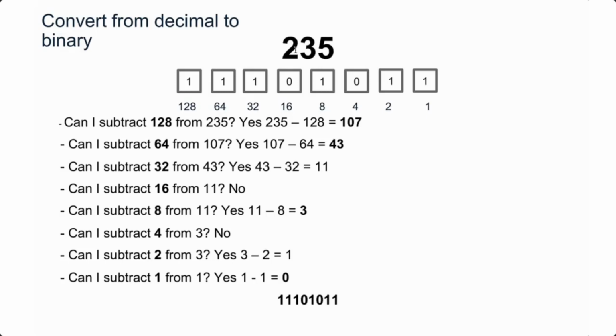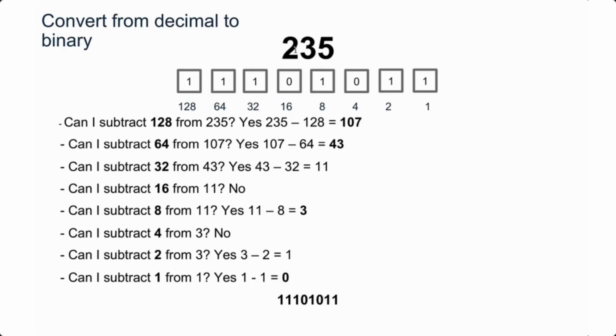43. Checking the next placeholder down, can we subtract 32 from 43? Yes, we can. So we add 1 to the 32 placeholder and subtract it from 43, leaving us with 11. Check the next placeholder down. Can we subtract 16 from 11? No, we cannot. So we put a 0 in the 16 place and check the next placeholder down.